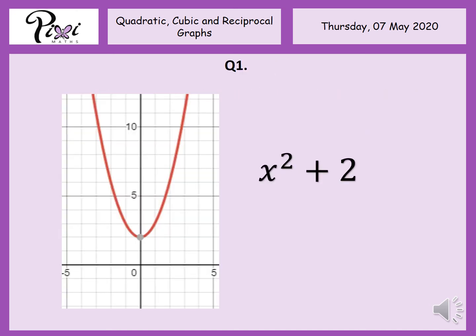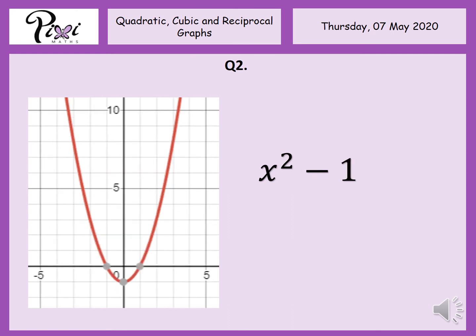So for question 1, you should have one that looks like this. It's a positive quadratic, so it's a U shape, and it goes through the axis at 2. Question 2, you should have, again, a positive quadratic, so it's a U shape, and it goes through the axis at -1.